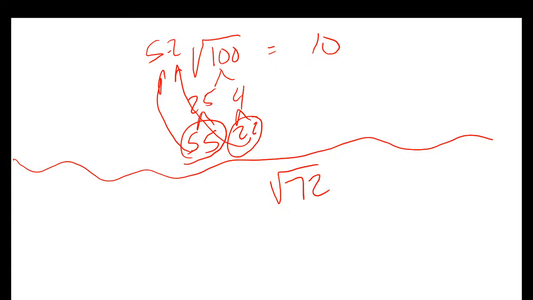Yes, it is 6 square roots of 2. Now, the way I break this down is 36 times 2. 36 is 6 times 6, and that comes out. So that is 6 square roots of 2.